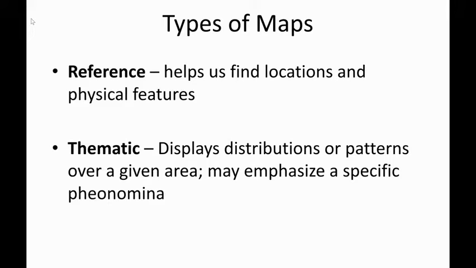But the ones we'll be concerned with the most this year in human geography will be what's called a thematic map. And thematic maps display distributions or patterns over a given area of a particular human activity or characteristic. And it may highlight a specific phenomenon or something that we want to study and know why.